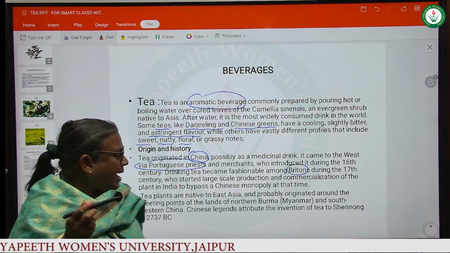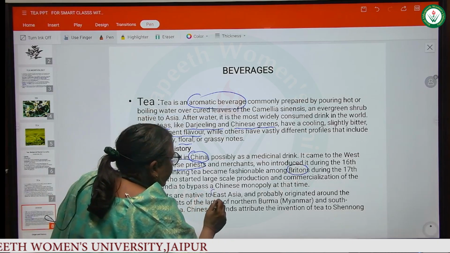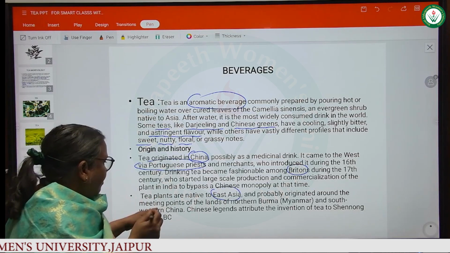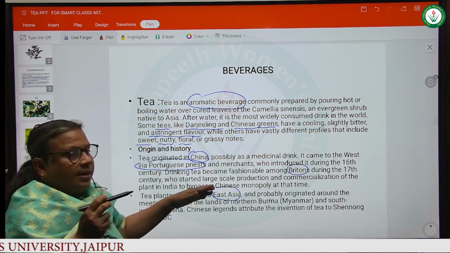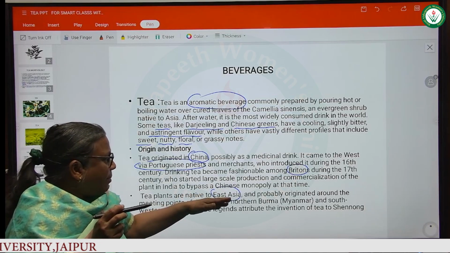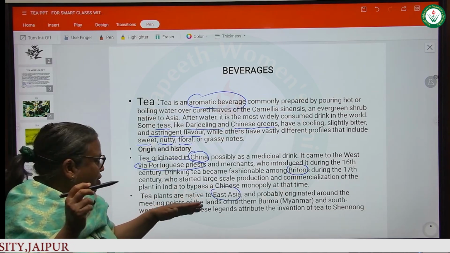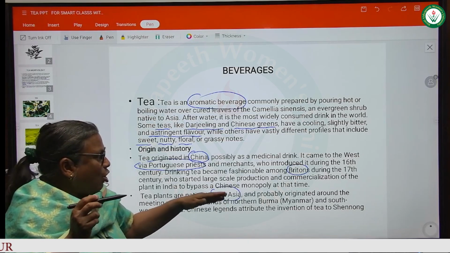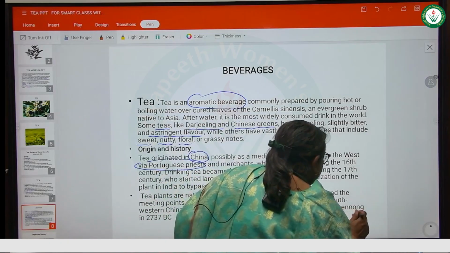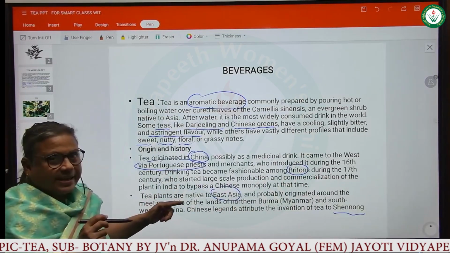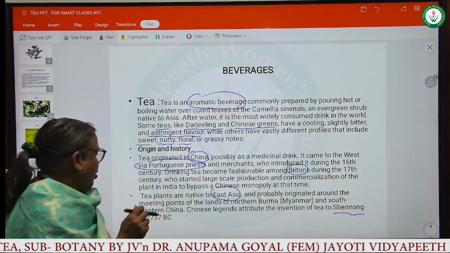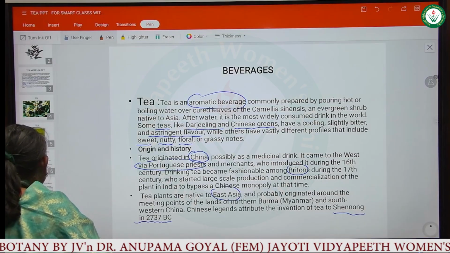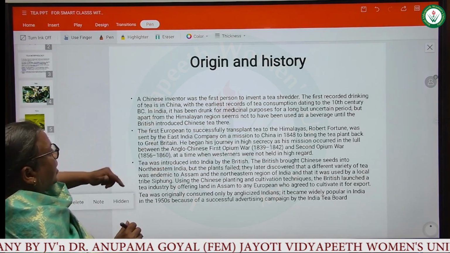Tea plants are native to East Asia and probably originated around the meeting points of the lands of northern Burma, Myanmar and southwestern China. Chinese legends attribute the invention of tea to Shennong in 2737 BC. This is also the origin of tea.